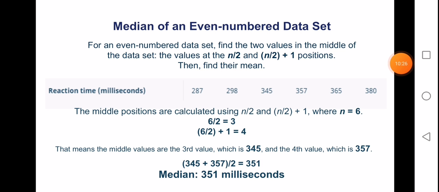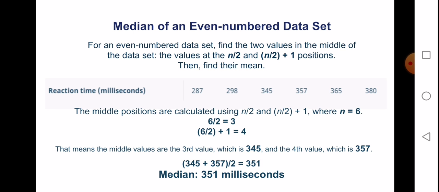Now we also have the median of an even numbered data set. So for an even numbered data set, find the two values in the middle of the data set, the values at the n divided by 2 and n divided by 2 plus 1 positions, then find their mean. So you measure the reaction times of 6 participants and order the data set.